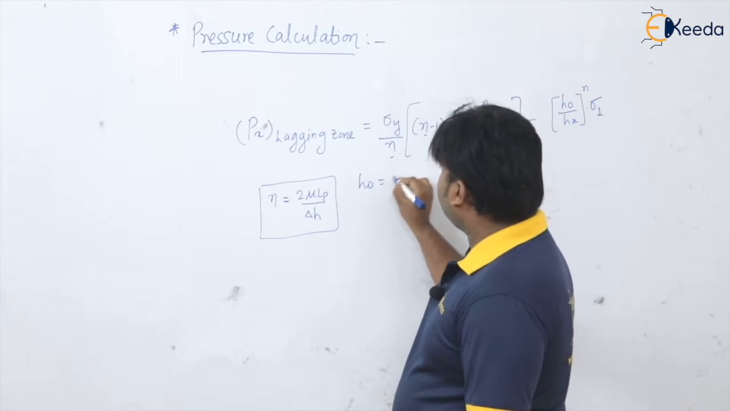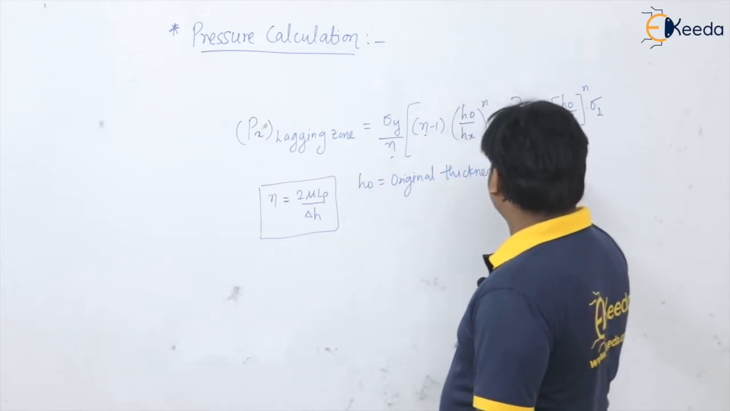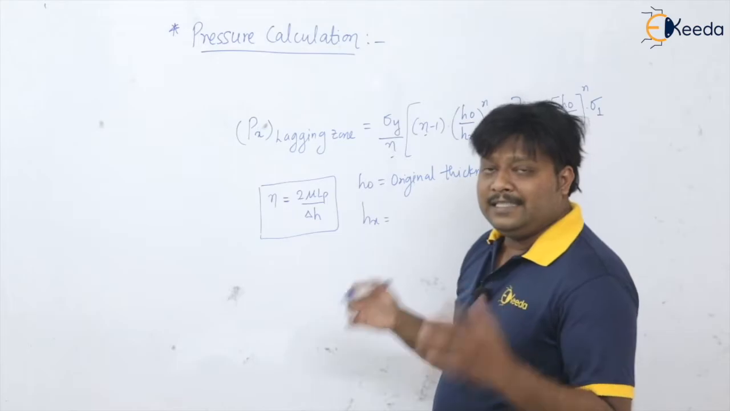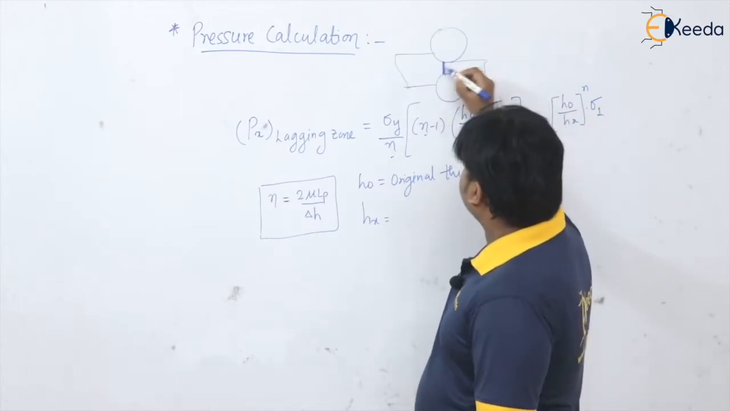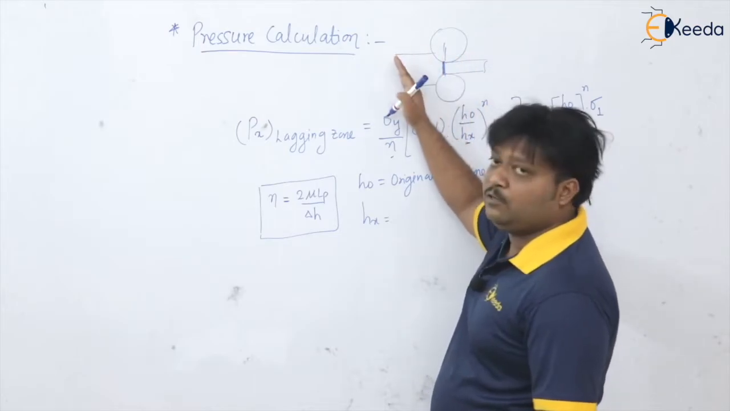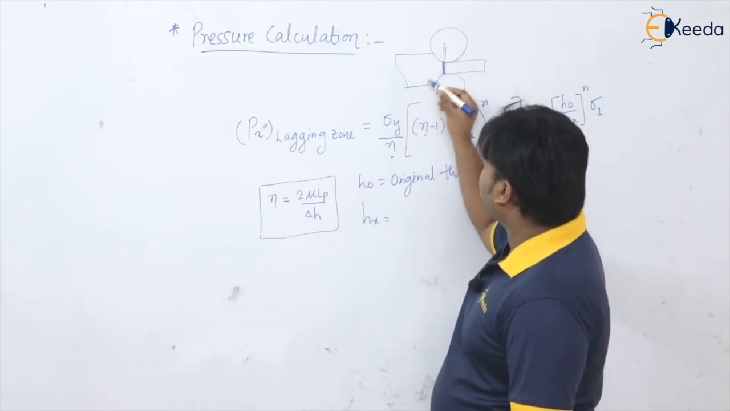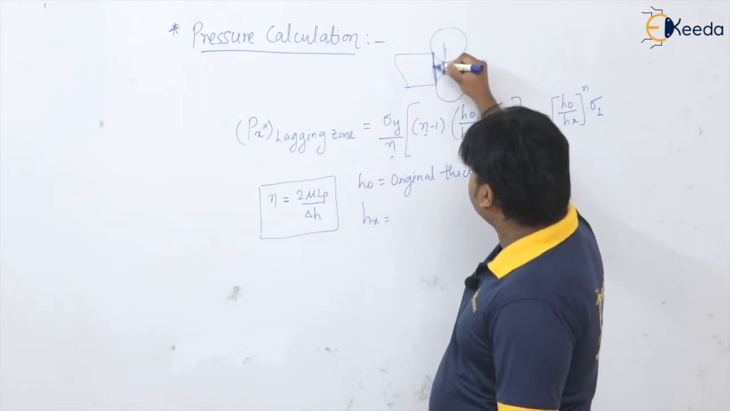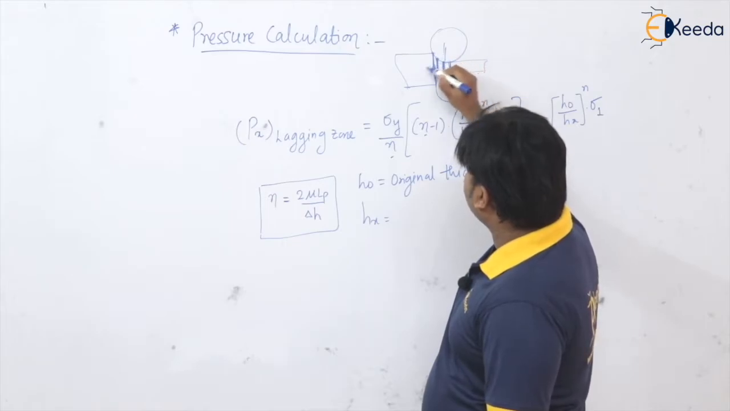So h original is what? Our original thickness of the plate or strip, and hx, in the lagging zone you are getting this pressure at this particular thickness. Say this is the neutral plane, and if you go back from the neutral plane, the strip is lagging, yes or no, behind this neutral point. So it is the lagging zone. So hx will be from here to here, this is the lagging zone, and from here to here it is the leading zone. Okay, so anywhere in this position we will have this value hx.